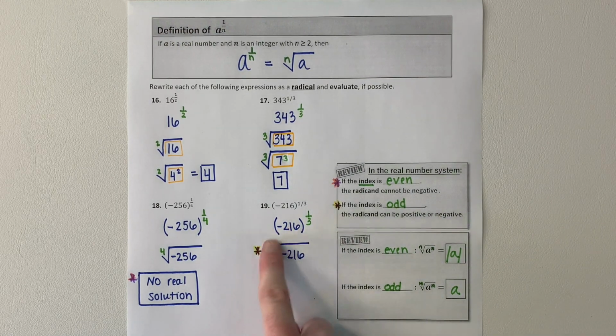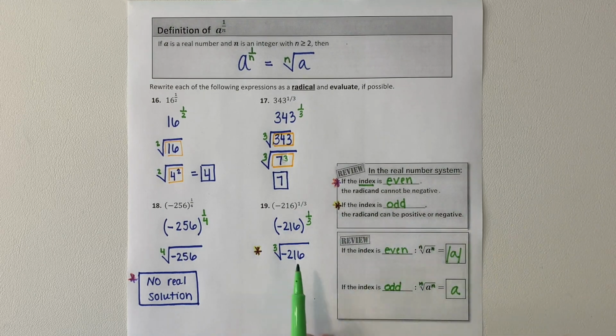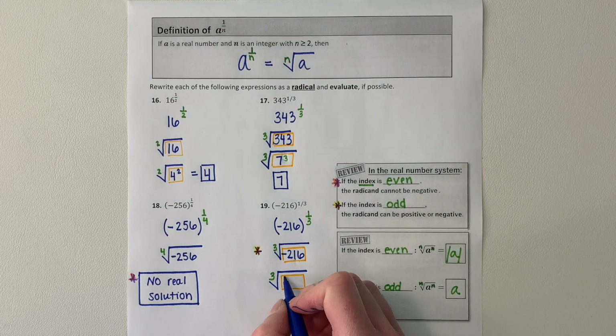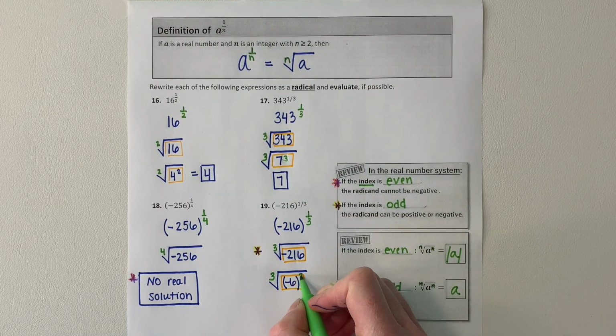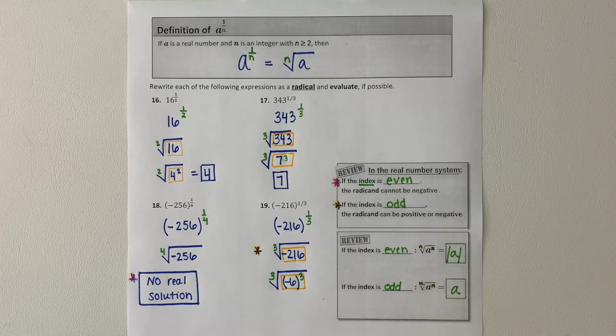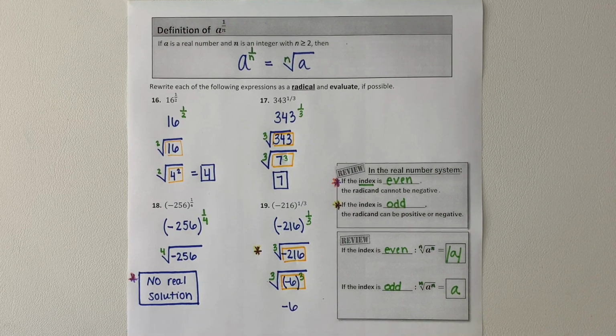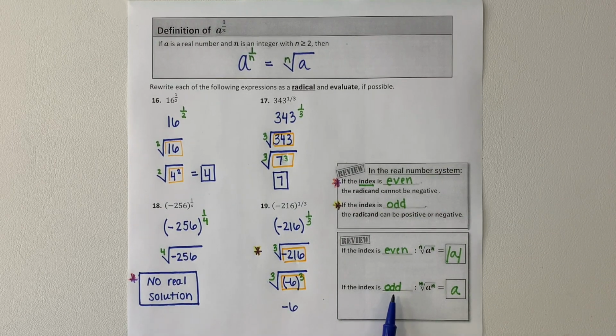To find the solution, let's use this rule here. So we want to rewrite negative 216 as some quantity cubed, because then the cube root and the cube will match and they'll cancel. You might have to try a few numbers on your calculator, but you'll find that if you take negative 6 and cube it, you get negative 216. So we have a 3 and a 3, they match, and so the cube root and the cube cancel, and we'll be left with negative 6. Now, do we need absolute value bars? No, because if the index is odd, we do not use absolute value bars.